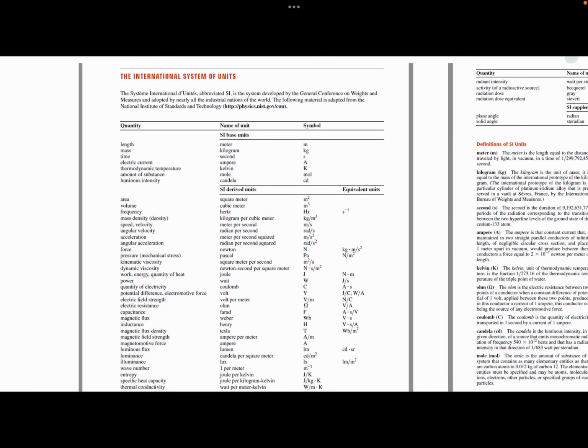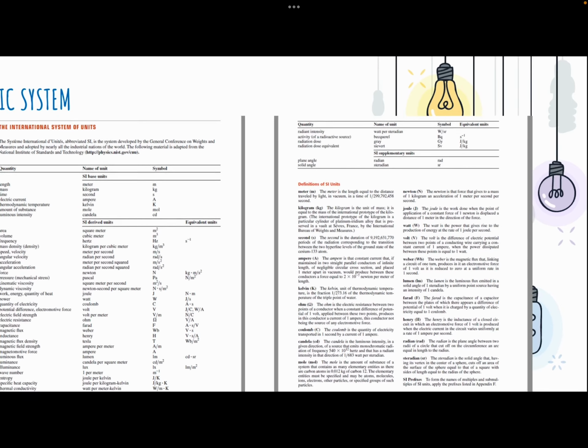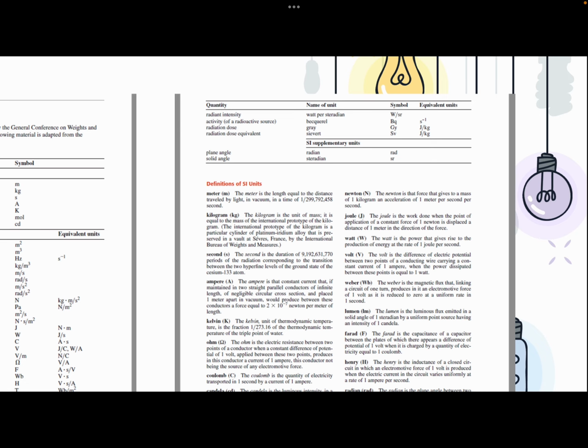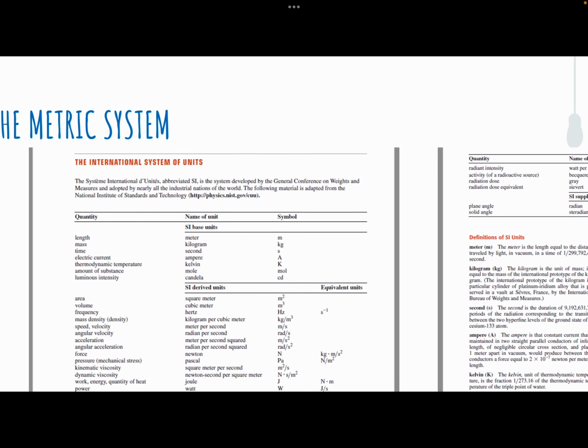Okay, so let me continue. So, ito yung Appendix A ng University Physics by Young and Freedman. Basahin nyo na lang yung definitions of SI units because I might include that in your quiz later on. Okay? So, ito na lang yung i-discuss ko.